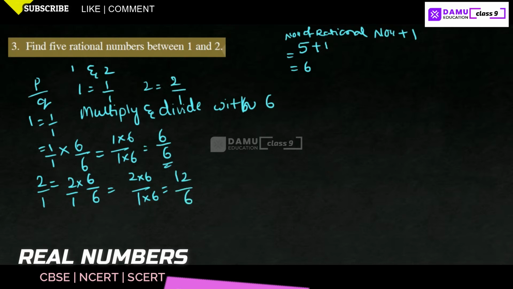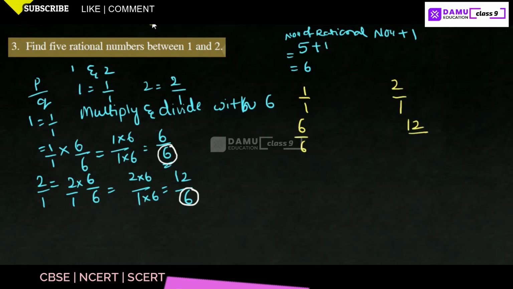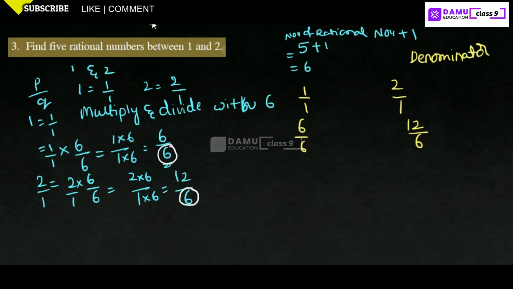Here we have to check that the denominator value should be equal any time while writing rational numbers. So 1 by 1 you can write in the format of 6 by 6, and 2 by 1 we can write in the format of 12 by 6. Here the denominator should be equal. That is compulsory. So here 6 is the common thing. So we have to check the numerator's difference. The numerator starts at 6 and ends at 12.